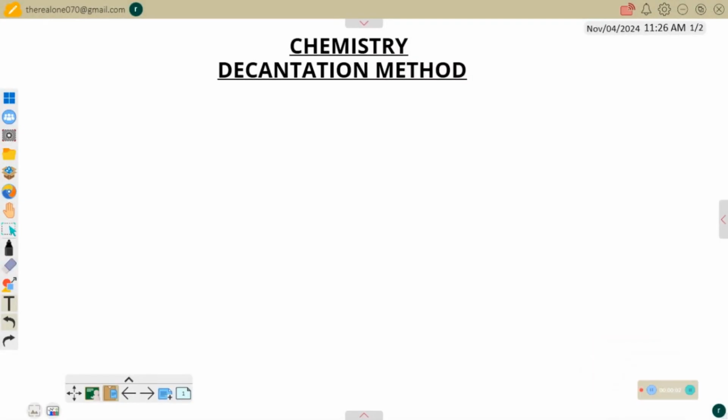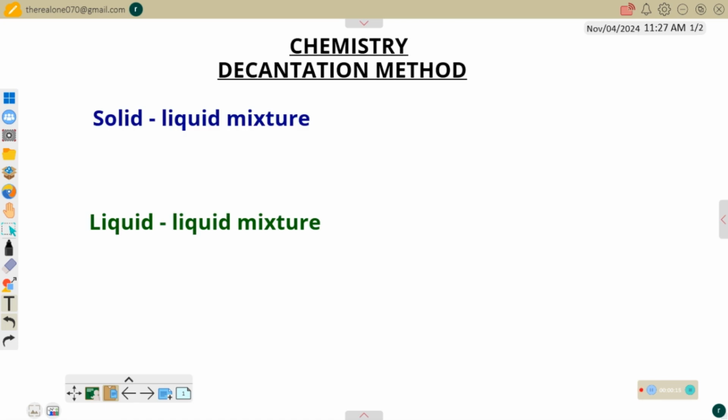All right, let's consider decantation method. Decantation method can be used in two ways. That is, it can be used to separate two kinds of mixtures. We can use it for solid liquid mixture. And secondly, we use it for liquid liquid mixture.